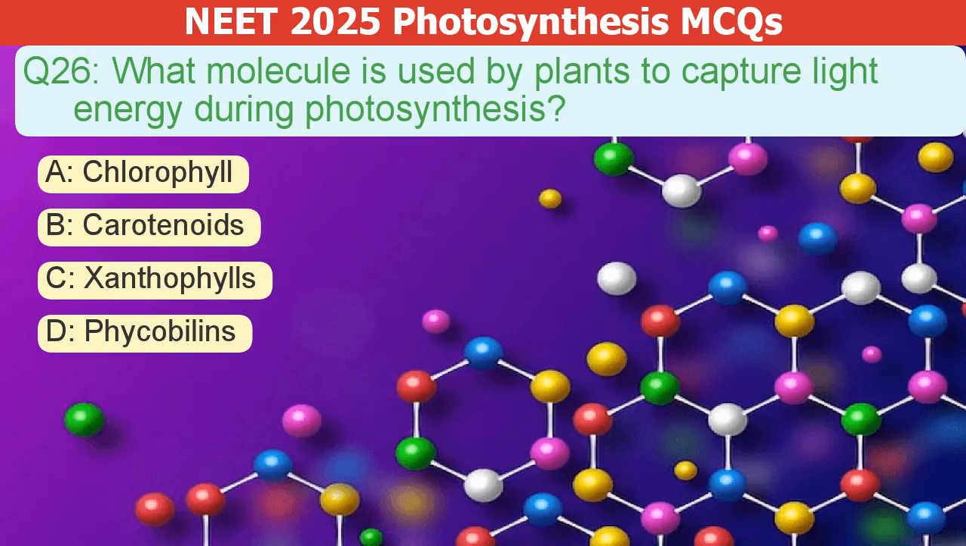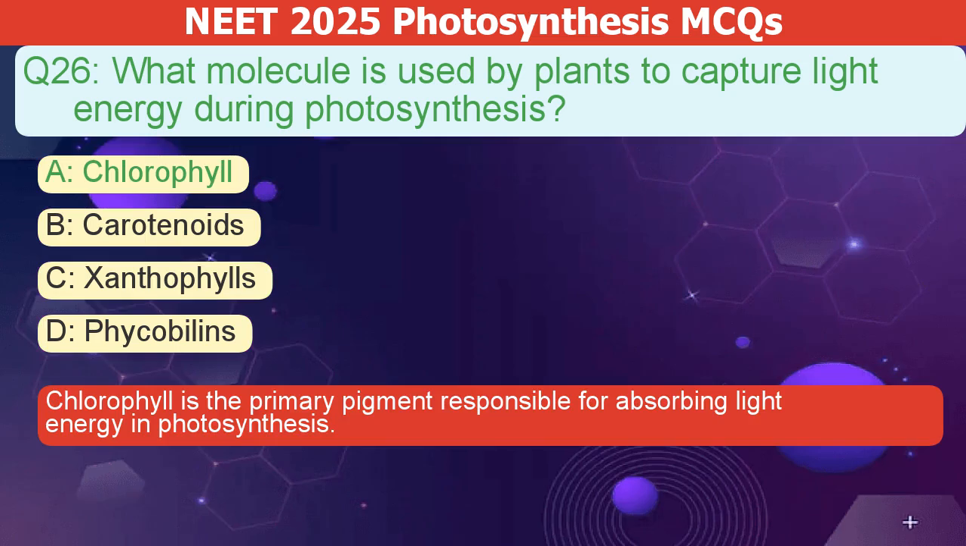What molecule do plants use to capture light energy during photosynthesis? A. Chlorophyll. B. Carotenoids. C. Xanthophylls. D. Phycobilins. The correct answer is A. Chlorophyll is the primary pigment responsible for absorbing light energy in photosynthesis.